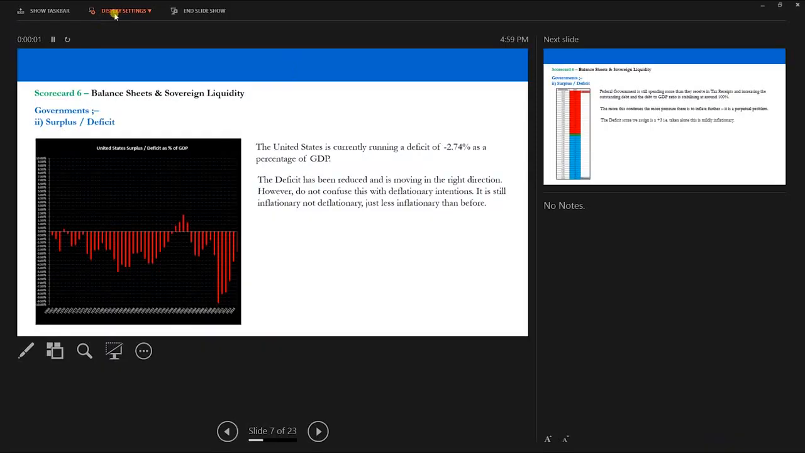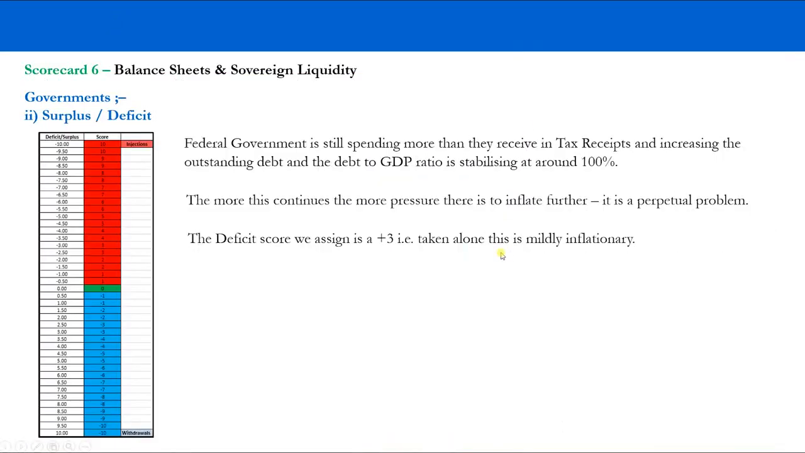If we go back to the presentation, we can further understand what's going on here and look to scorecard the situation. Now, it's pretty obvious that the federal government is still spending more than they receive in tax receipts and increasing the outstanding debt and the debt to GDP ratio, stabilizing at around 100%. So we do still have inflationary conditions as evidenced by the deficit, but the deficit as a percentage of GDP is reducing, and therefore outstanding debt is in its growth is slowing down. So it's stabilizing around 100. The problem is the more this continues, the more pressure there is to inflate further. So as we know, it's a perpetual problem.